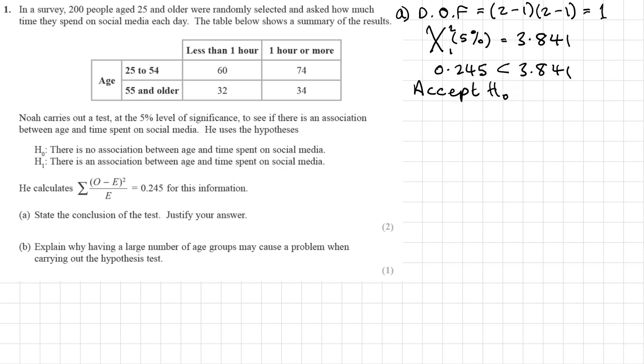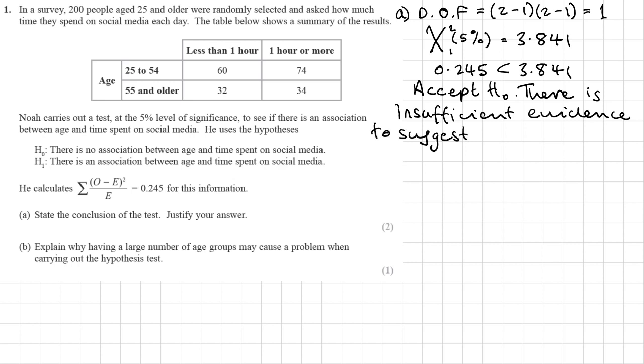So we can just finish with our conclusion, which is there is insufficient evidence, and we're basically just copying down what H1 is, to suggest there is an association between age and time spent on social media.